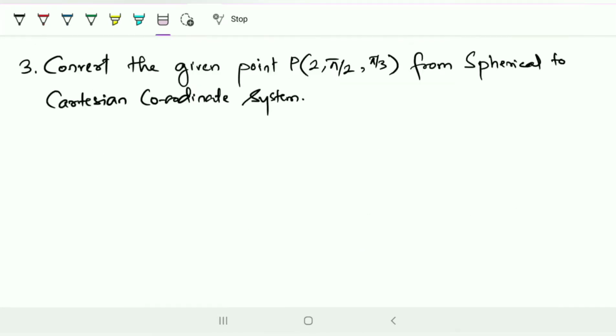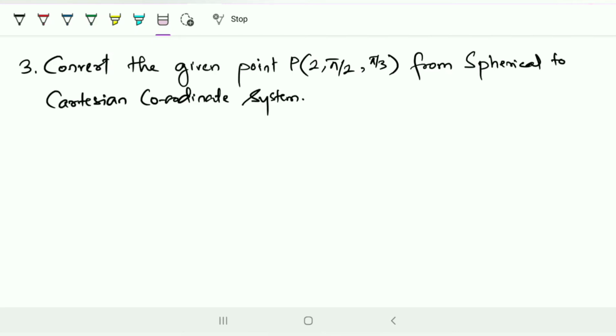Coming to the third problem: convert the given point P 2 comma pi by 2 comma pi by 3 from spherical to Cartesian coordinate system. Here, this problem asks you to convert the given spherical coordinate system to a Cartesian coordinate system. So we need to understand the type of questions they have asked. In the previous question they gave you the Cartesian coordinate system and asked you to convert to a spherical or cylindrical coordinate system.